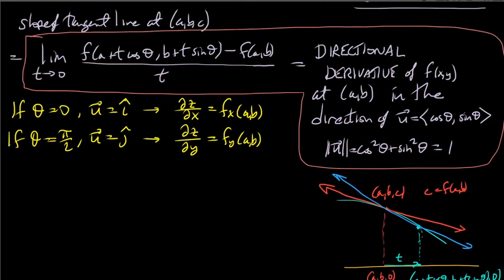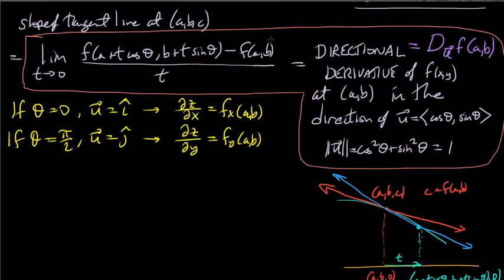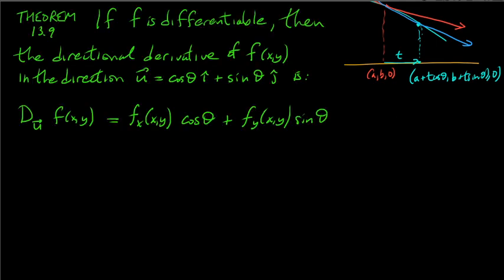Right, and maybe before we give you that theorem, what's the notation for the directional derivative? So it's just a capital D in the direction of u of the function f evaluated at a and b. So an easier way to calculate the directional derivative is as follows. And here it is, right? So this is theorem 13.9 in the 11th edition of the book.